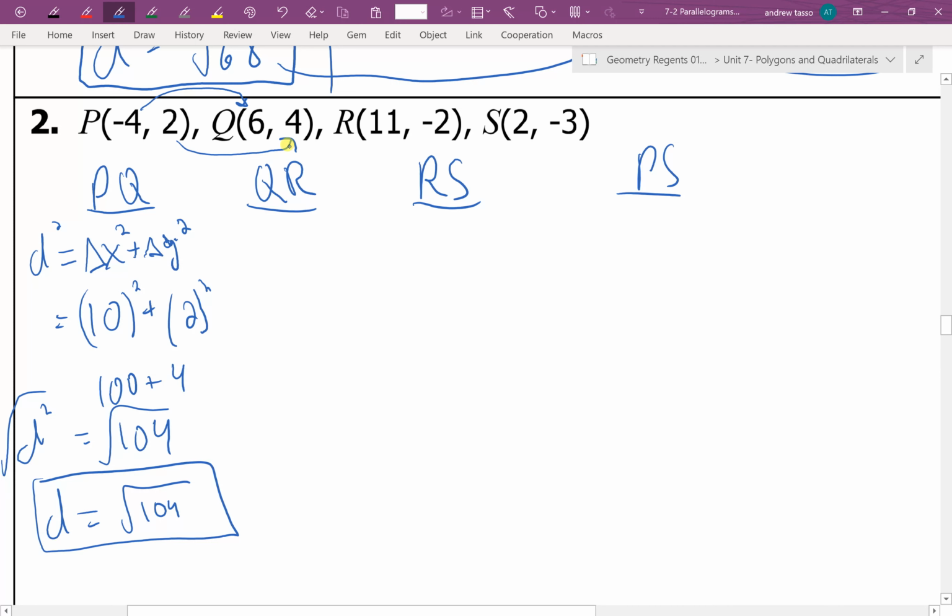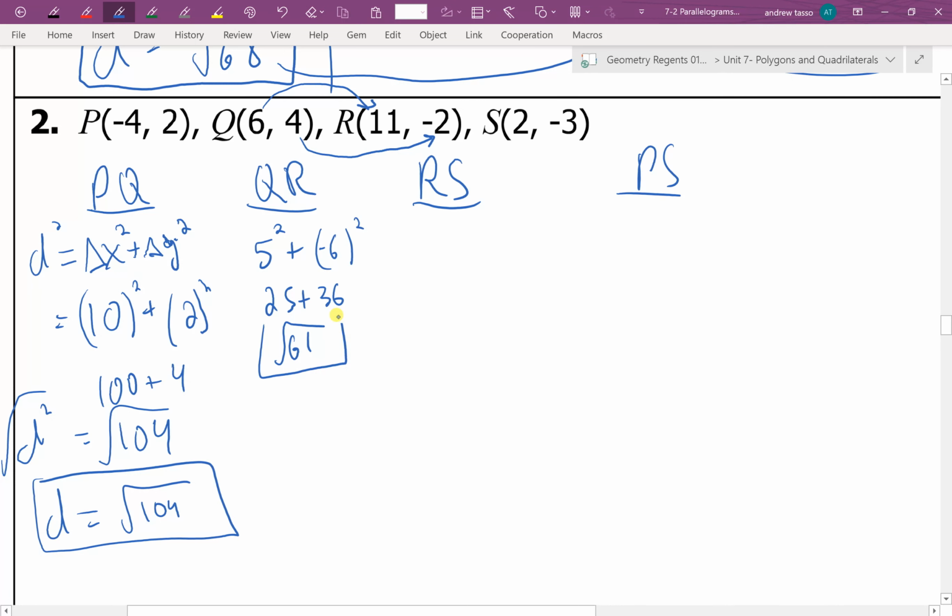Next we'll do QR. So I won't write the formula this time, but from 6 to 11, the change in x is 5. We have to square that. The change in y value is that it goes down by 6. And so 5 squared is 25, 6 squared is 36. Remember, the negative sign cancels out when you have it squared. So here we get 61, and then don't forget we have to square root that answer.